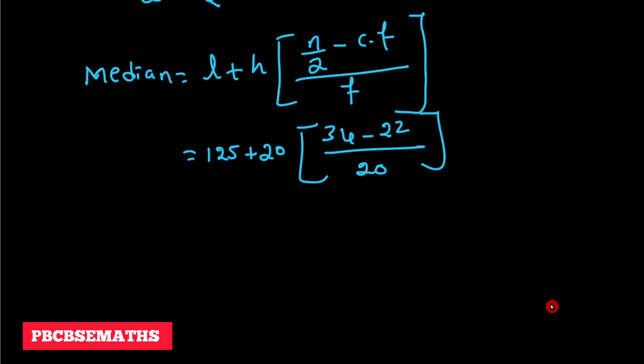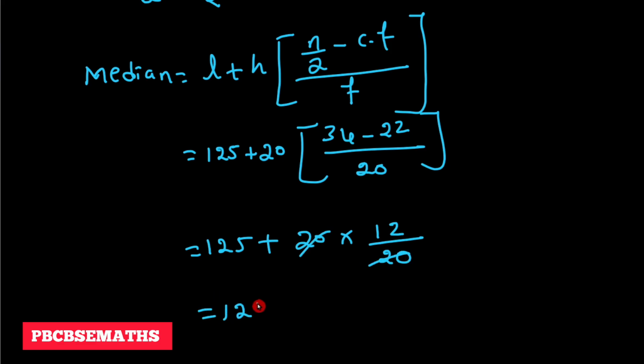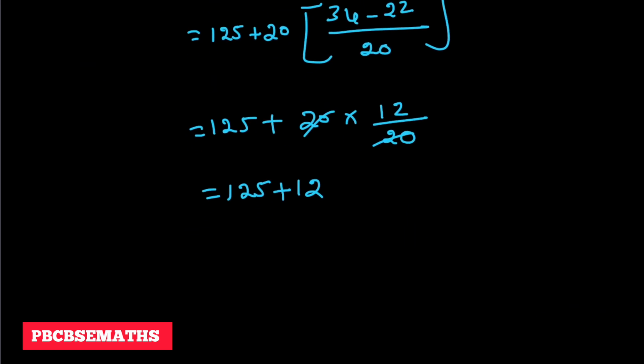Next, 125 plus 20 into 34 minus 22, which gives us 12, divided by 20. So let's cancel this 20 and this 20. Then we have 125 plus 12, which gives us 137. So median of the given data is equal to 137.